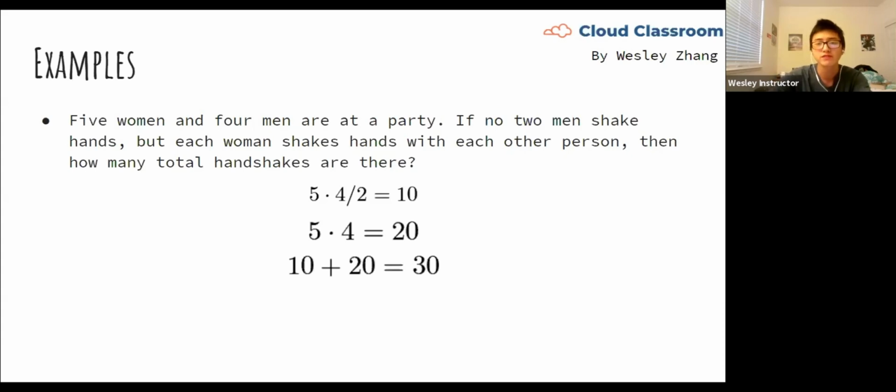All right, so 5 times 4 divided by 2 equals 10. This is the possibility for each woman. Hang on, wait. So here we have to divide by 2. That's 4, okay, twice.